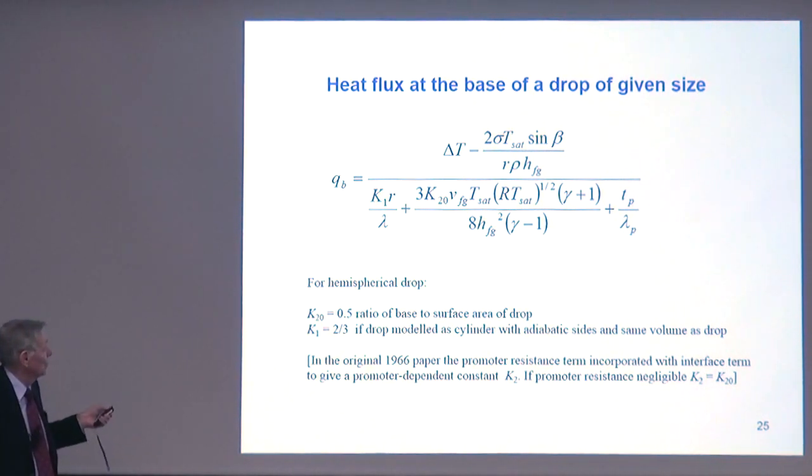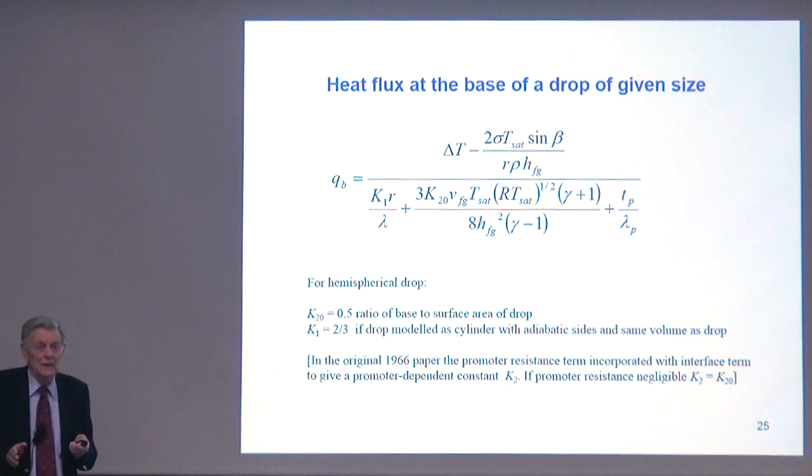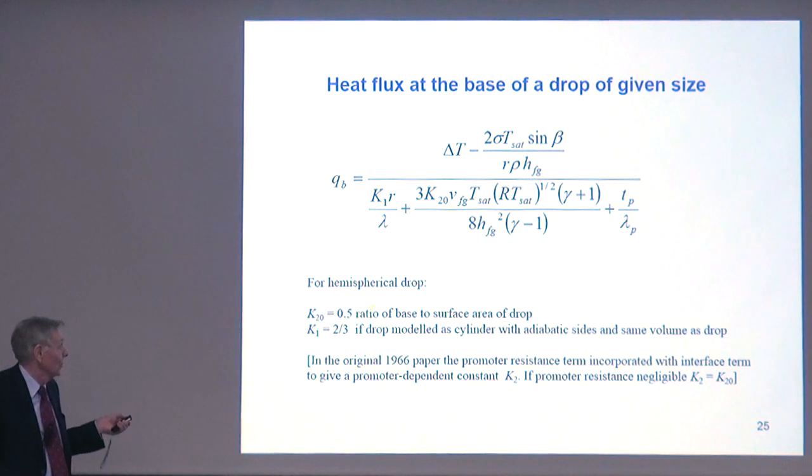We've introduced now two constants. This constant K1: if we modeled the drop, a hemispherical drop, to get a not so rough idea of what the heat transfer would be, as a cylinder with the same volume and the same base radius, then it will be one-dimensional conduction, and K1 would be 2/3. K2 is simply the ratio of the base area of the droplet to the curved surface area. For a hemispherical drop, that would be a half.